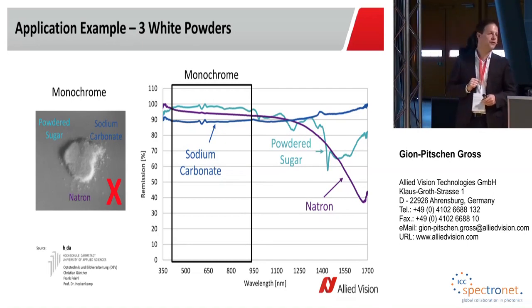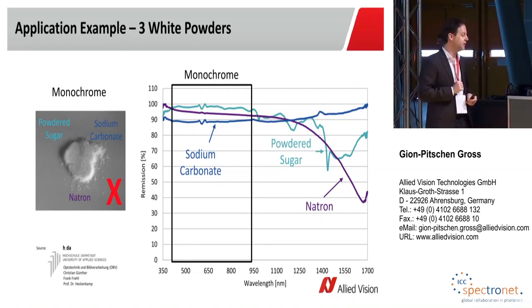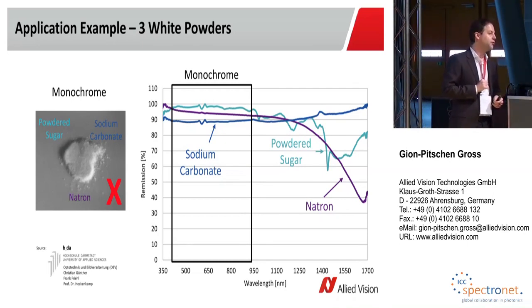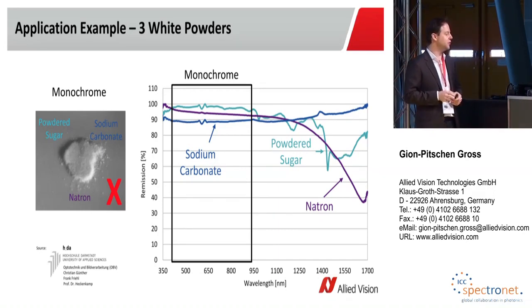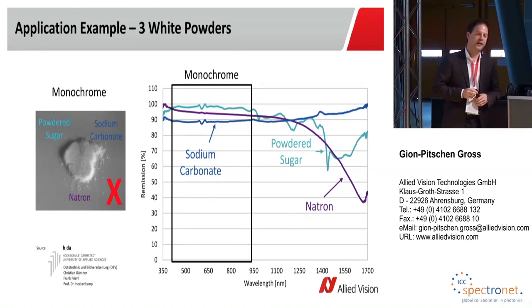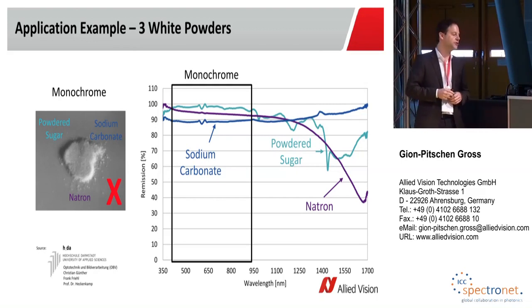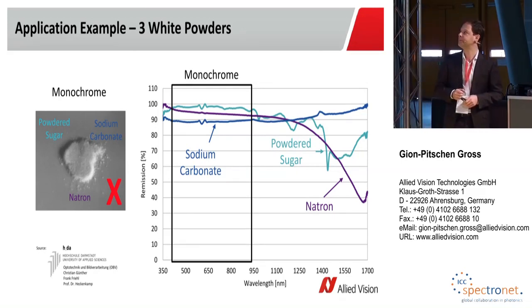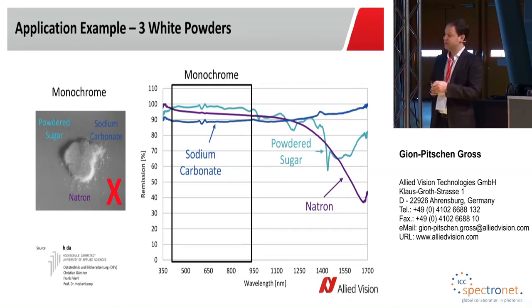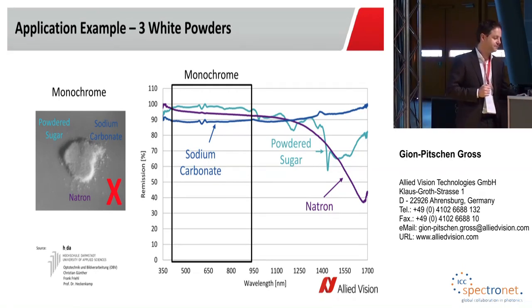We have here sodium carbonate, which is also known as washing soda, and is used in many washing detergents as water softener or stain remover. We can see here that the spectral information is pretty much flat over a wide range of the spectrum.